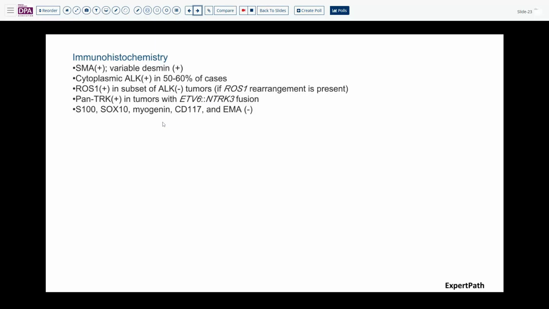And of course, for other spindle cell differentiation in the differential diagnosis, S100 and SOX10 are negative, so they are not schwannoma, and myogenic markers are negative because they are not muscle cells. And then also CD117 negative and EMA negative.